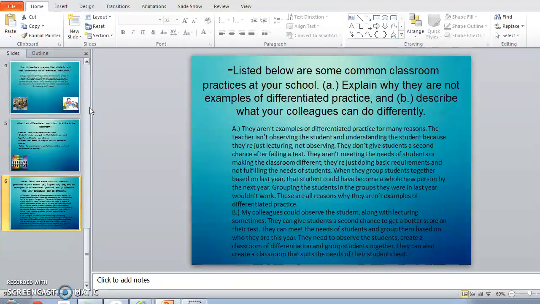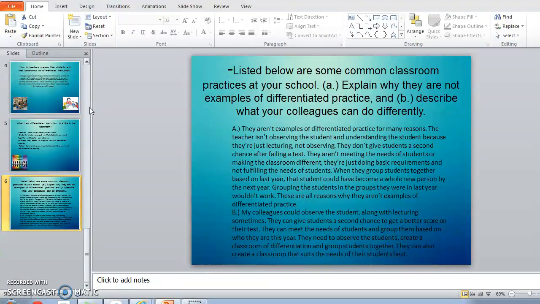So anyway, I think that my colleagues could observe the student, like I said, along with lecturing, because lecturing is good, it makes things interesting for the students, and also give students a second chance to get another score on that test. Even if you took the first score and combined it with the second test score and gave them an average, that's better than not letting him retake the test. I say just let him get a second chance, find the reason why he made that grade, and then give a second chance on that.